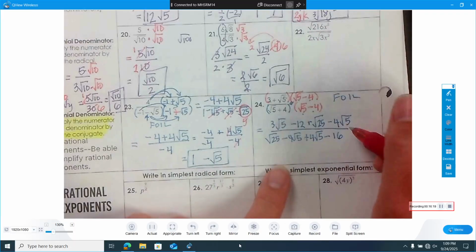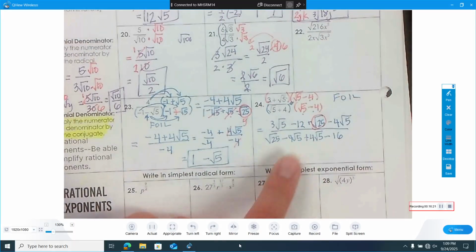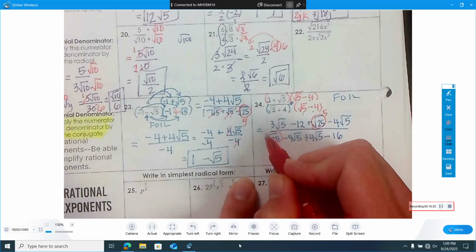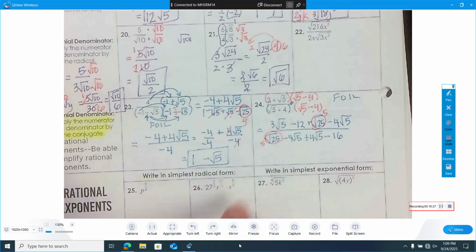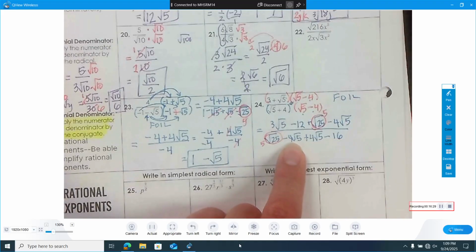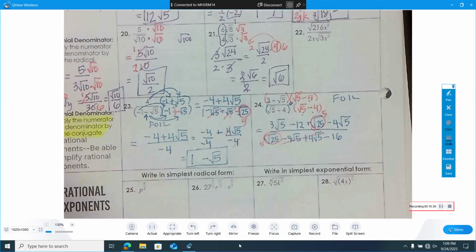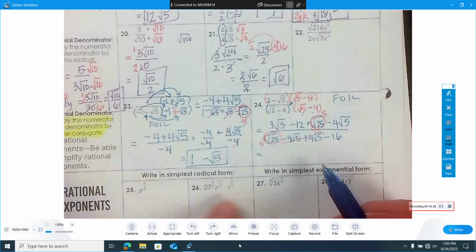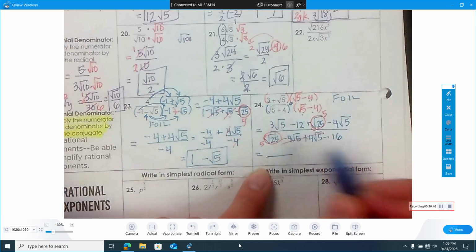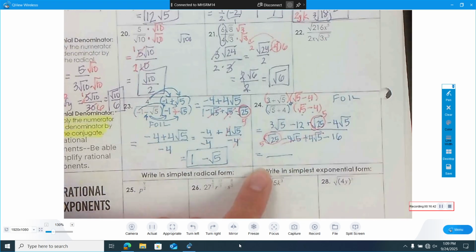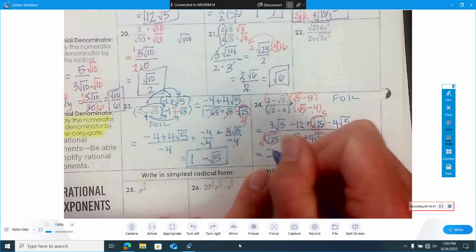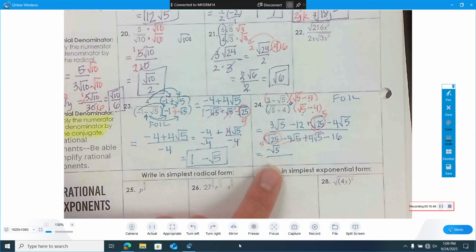All right, a couple of things are going to clean up here. So I know that the square root of 25 is 5. And down here, the square root of 25 is 5. And look at the denominator, negative 4 root 5 and positive 4 root 5. 0. Okay. So again, we can sweeten that up a little bit here. In the numerator, 3 radical 5s minus 4 radical 5s is? Minus 1 radical 5, or just negative radical 5.